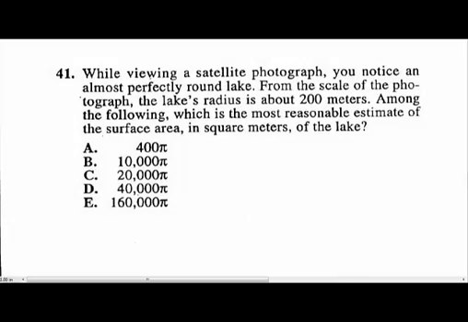Let's take a look at the answer for problem number 41. First thing we want to do over here is go ahead and circle, underline some important stuff in the question stem. I call this the question stem. It's the text. While viewing a satellite photograph, you noticed an almost perfectly round lake. Ooh, I don't see a lake here, so right away I draw one, almost perfectly round. Okay, and then it says from the scale of a photograph, the radius of the lake is about 200 meters. I circle that. Radius is to the center of the circle. I draw it in. R equals 200.